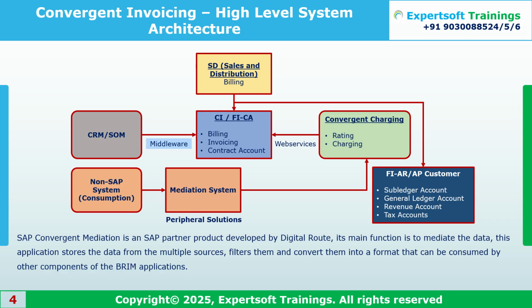Mediation system is connected with the convergent charging system. In the convergent charging system, rating and charging happens, and the convergent charging system is integrated with FICA, meaning S4HANA, through web services. And sales and distribution is within S4HANA only. Okay, within the S4HANA box, so no integration is required. But there could be a requirement to integrate my SD billing document with my convergent invoicing billing document. So how to achieve those requirements and what is the business context behind that, that also we'll discuss in detail.